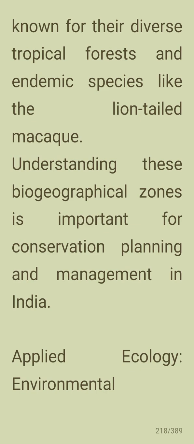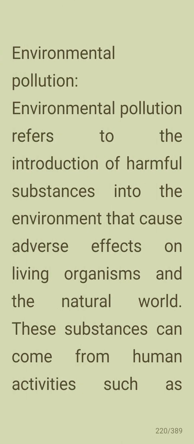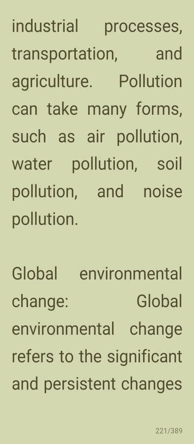Next topic, applied ecology, environmental pollution and related topics. So, environmental pollution. Environmental pollution refers to the introduction of harmful substances into the environment that causes adverse effects in the living organisms and the natural world. These substances can come from human activities such as industrial processes, transportation, and agriculture. So, pollution can take many forms such as air pollution, water pollution, soil pollution, and noise pollution.